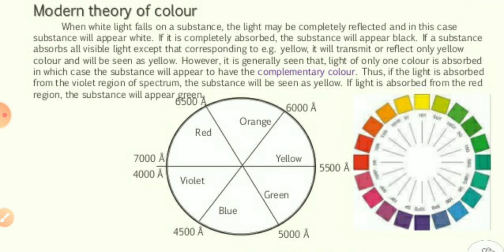However, it is generally seen that only one color is absorbed, in which case the substance will appear to have the complementary color. Thus, if light is absorbed from the violet region of the spectrum, the substance will be seen as yellow in color. If light is absorbed from the red region, the substance will appear green in color. So these are the complementary colors of the original color which is absorbed by the substance.